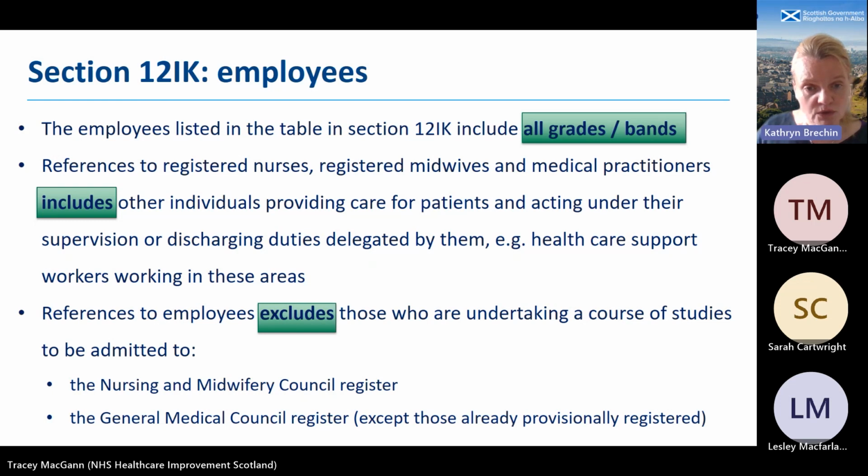Section 12IK also details individuals who should be excluded from this definition as an employee. So these include individuals who are undertaking a course of studies in order to be admitted onto the NMC register, and those who are undertaking a course of studies to join the GMC register. So essentially our nursing and midwifery and our medical students. This means that these individuals must be supernumerary to the number of staff required to deliver care.